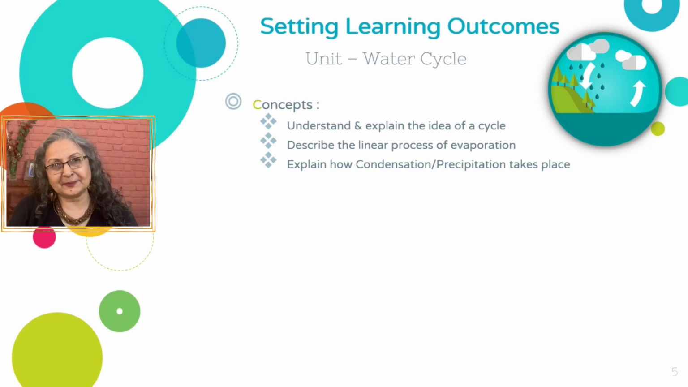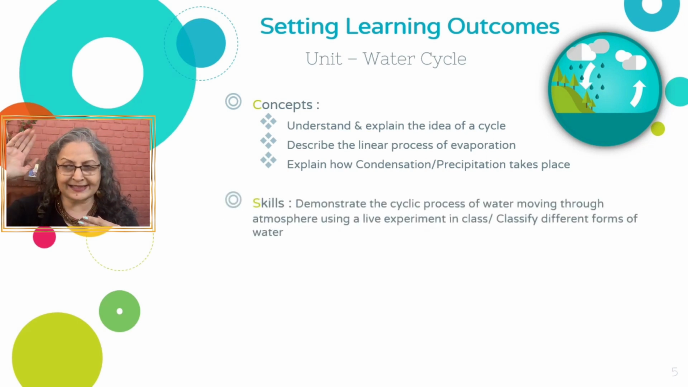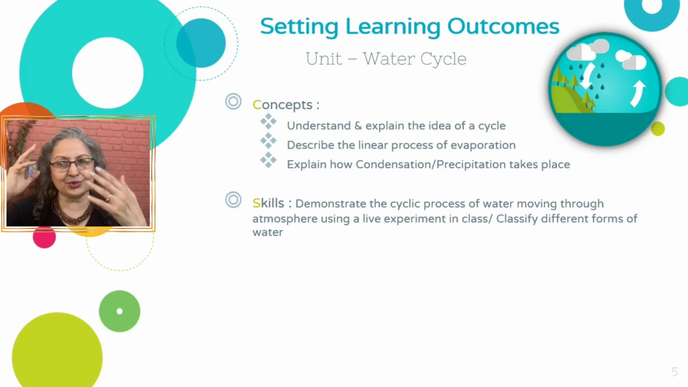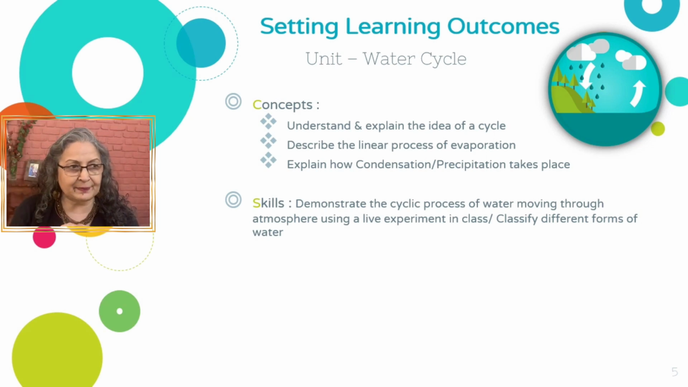Second is the skills, the procedural knowledge. So I might say students would be able to demonstrate how the water moves through the atmosphere through a live experiment. And I want to highlight here that skills do not mean just psychomotor skills, doing something by hand. Skills also mean cognitive skills, thinking. What kind of cognitive activities would you put your students into? So I'm saying that they should be able to classify, differentiate the different forms of water.